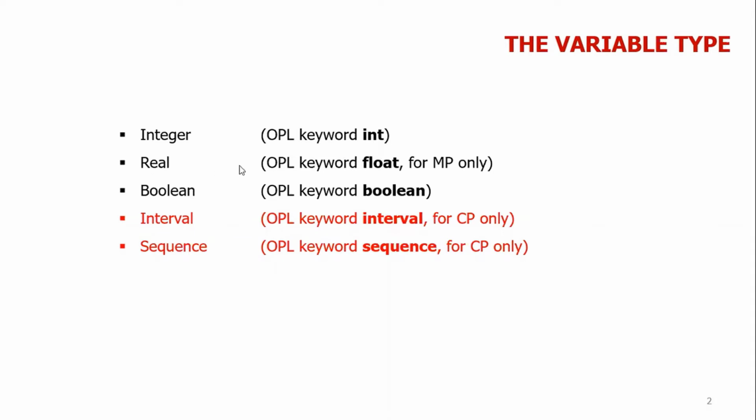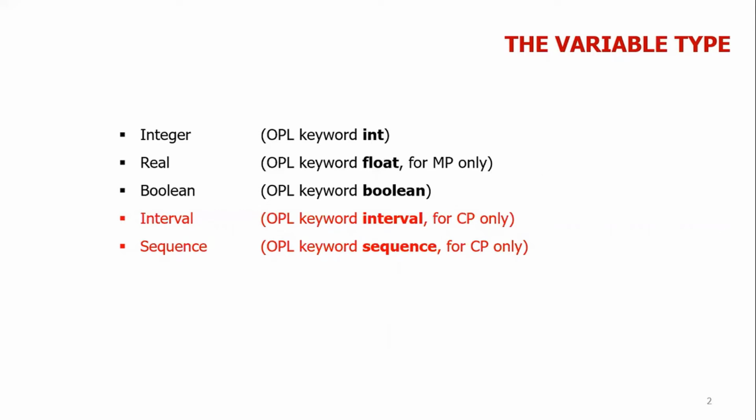For real numbers representation, there is a float, and for Boolean we can use the binary perspective. Interval and sequence are used for CP solvers, so we are not going to discuss those. We will focus on integer, real, and Boolean. In the last session we discussed the float perspective, but today we will discuss integer as well as float, because we are going to solve a linear programming problem.